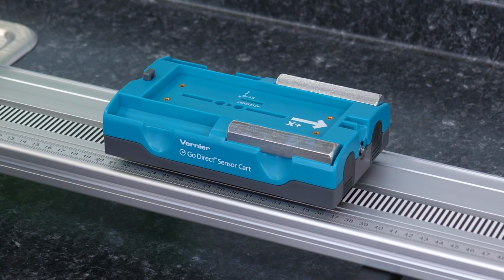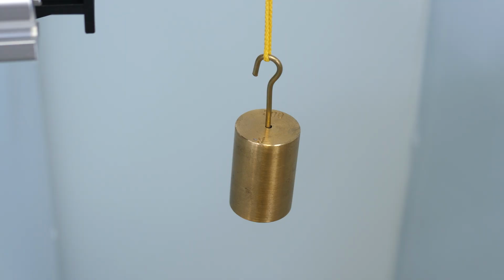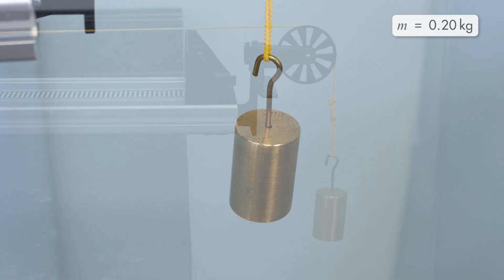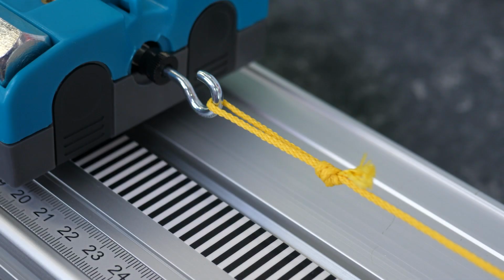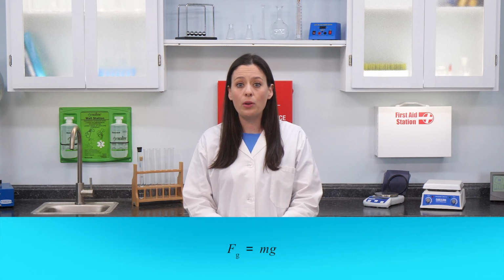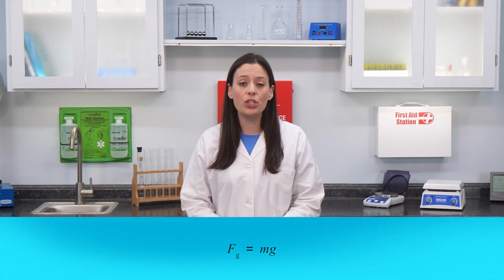For the first 3 experiments, the mass of the cart will remain constant at 0.50 kilograms. For this first experiment, we need a force to accelerate the cart. That force will be produced by this brass weight, which has a mass of 0.20 kilograms. The brass weight hangs on this string, which is attached to the cart. To calculate the amount of force this weight produces, we use the equation force equals mass times the acceleration due to gravity.